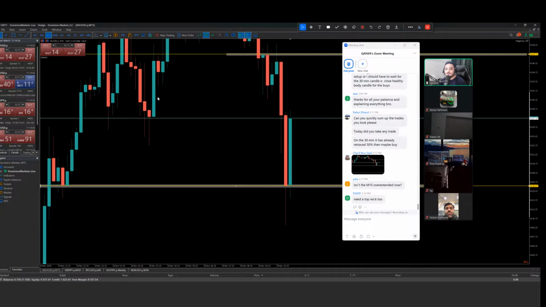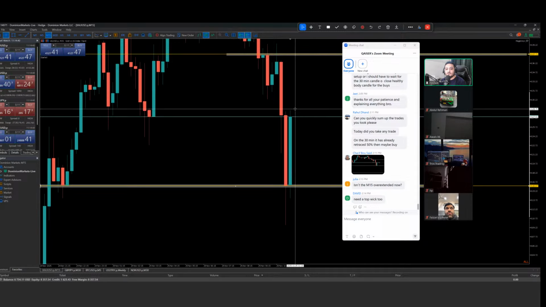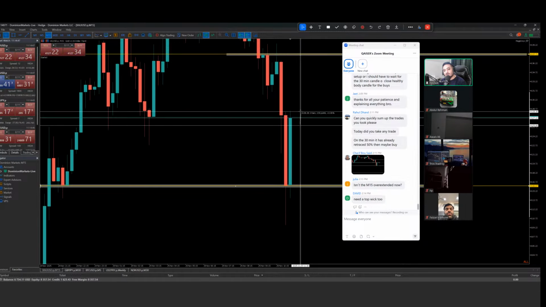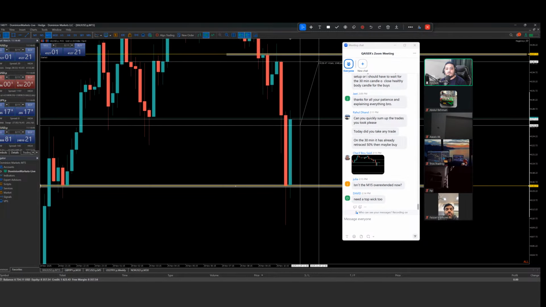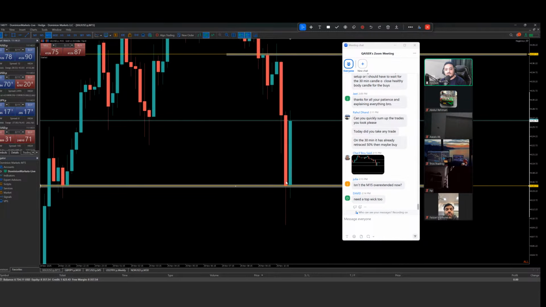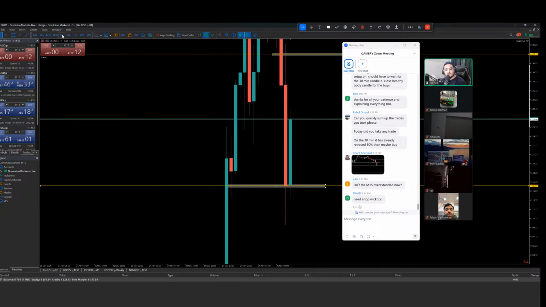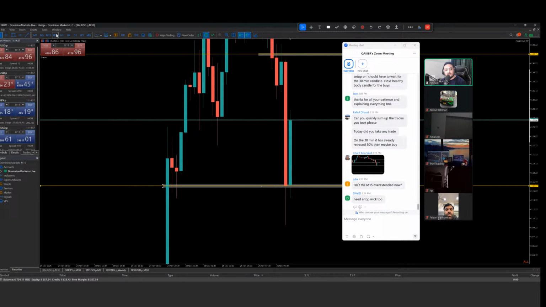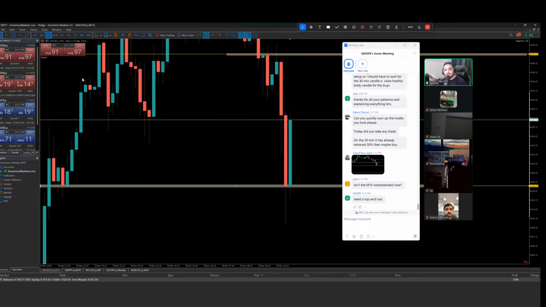Isn't the M15 overextended now? Yes, it is. But if I'm going to execute somewhere here, I'm not going to place my stop loss 140 pips away. I'm just going to place my stop loss below the current candle, because my bias is still bullish, and the way it's rejecting is giving me signs, showing me some kind of potential in it. I would like to see how this 50-minute candle is about to close.